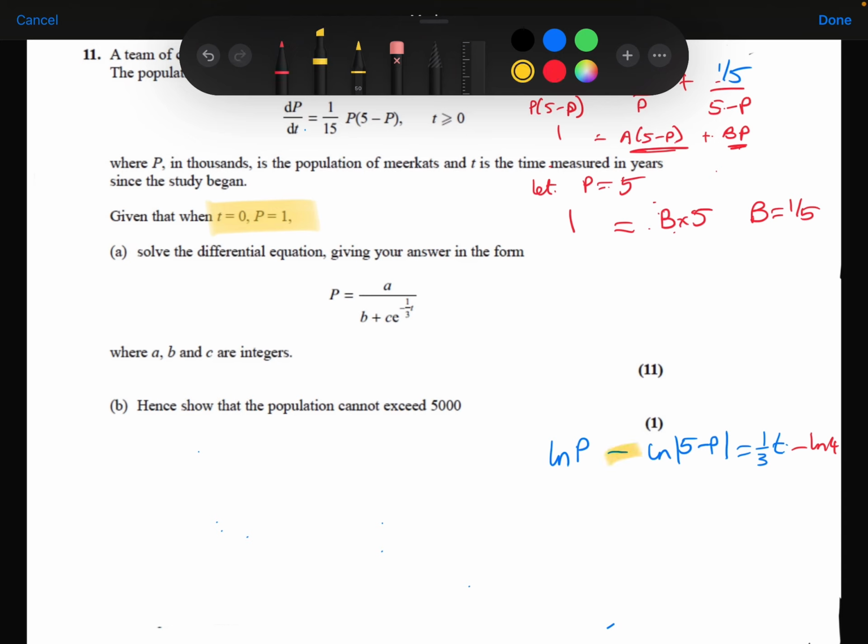Now, I can do that with the subtraction law. So, ln of p over 5 minus p equals 1/3 t minus ln 4. Next, I can take the exponential of both sides to get rid of this logarithm.